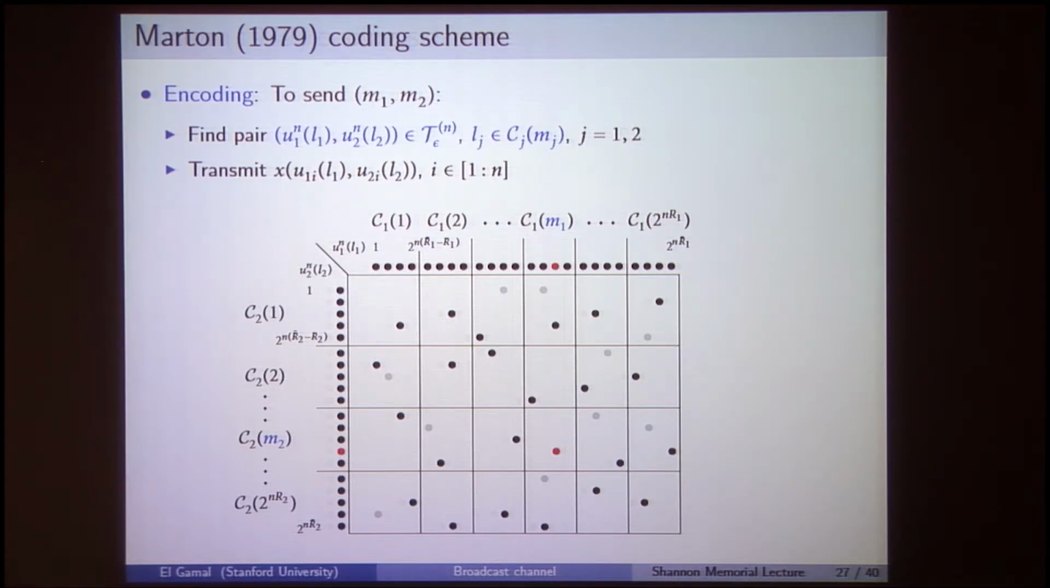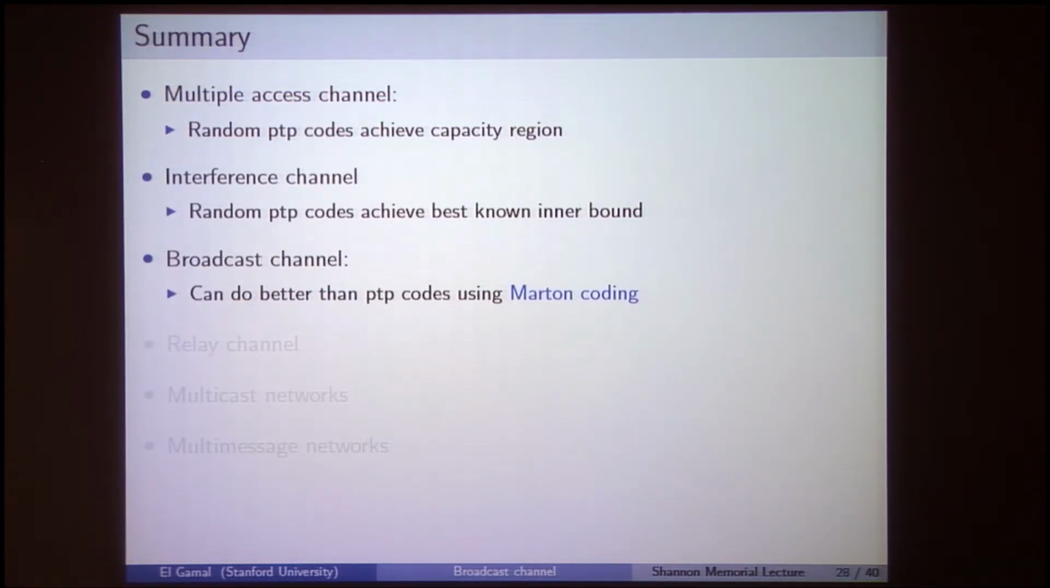But what's interesting about this is that this is definitely not a point-to-point code. If you look at the code book, the set of black dots here, one per product subcode book, this is definitely not a point-to-point code anymore. So, okay, to summarize where we are at: for the multiple access channel, random point-to-point codes achieve the capacity region. For the interference channel, random point-to-point codes achieve the best known inner bound. But for the broadcast channel, we can do better than using point-to-point codes using, for example, Marton coding. So this is the first time we see that it pays off to do something other than our random point-to-point codes.